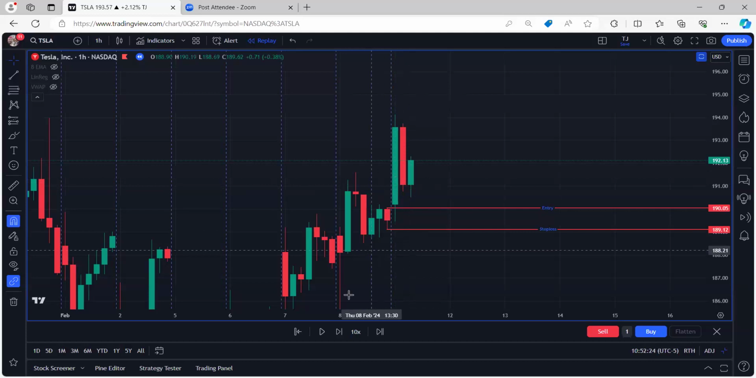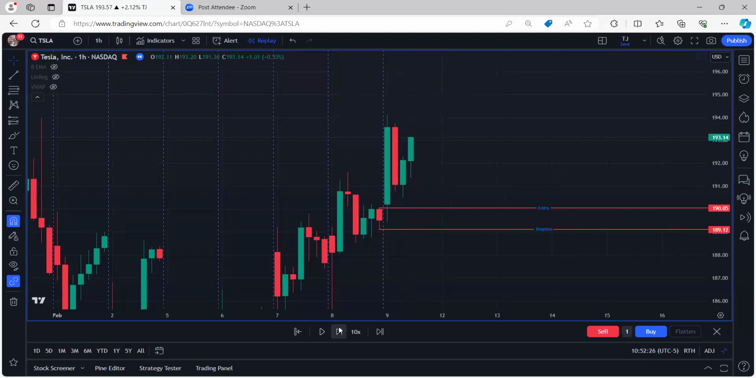So then we get the next candle. Uh-oh. You're still not in this trade. You're going to miss out. How many of y'all are going to miss out on this call right now? How many of us are going to miss out on this call? We're just going to miss out.